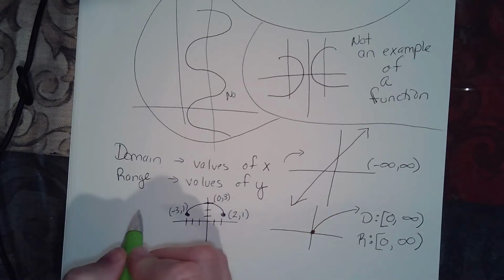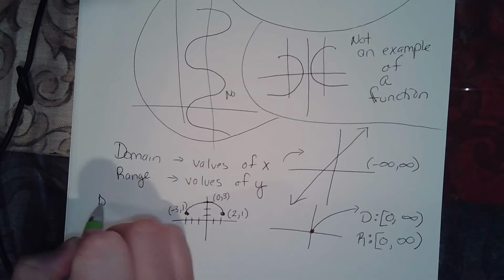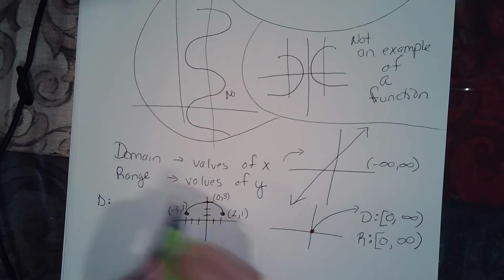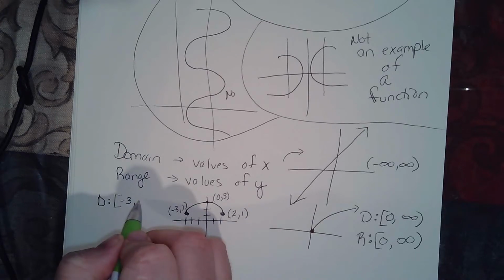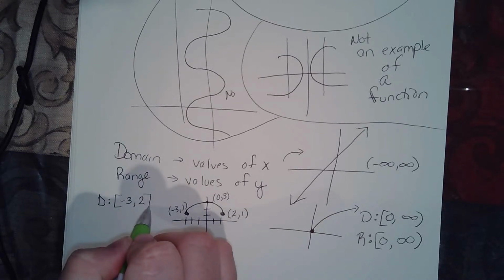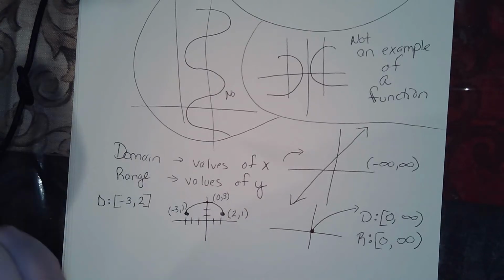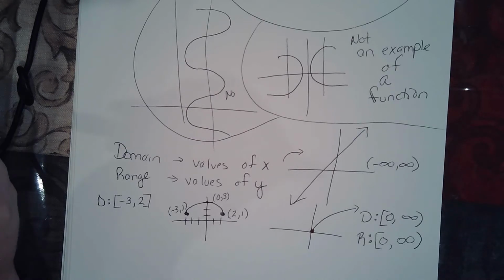All right, so let's go back here. If I asked for my domain, you are going to tell me it's a closed set starting at -3 and ending at 2. So that means that I start at -3 and I go to 2. That does not make an ordered pair. (-3, 2) is not an ordered pair. It is where I start and I finish for my extension across.